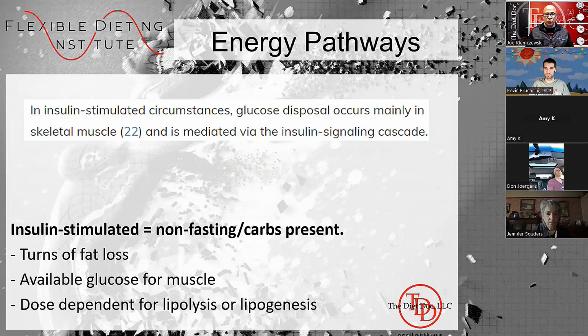insulin stimulated circumstances. So somebody has just been fed, they've eaten. Glucose disposal occurs mainly in skeletal muscle and is mediated via the insulin signaling cascade. So part of what I thought was fascinating about this is they did an entire section on exercise induced metabolism in a starved state, or as they said, you could apply this to just a chronic calorie deficit. And they found that, I'm not going to go into that. I didn't put much into this because I thought it was just beyond what we're going to talk about today.